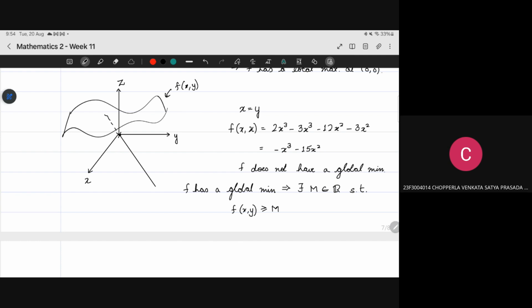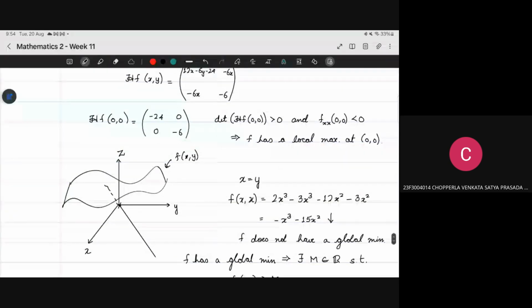So if it had a global minimum, there would be a minimum number. That minimum number I'm calling m. But by increasing x, I can decrease this as much as I want. So there is no end to this. Like it's a bottomless surface. So this is a fair argument, but I don't know if it's the best way to do it. But that's okay.